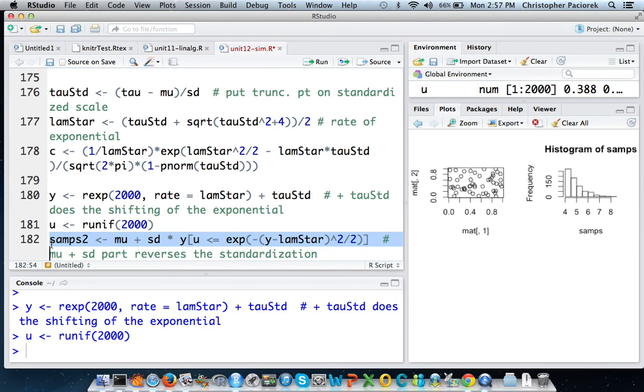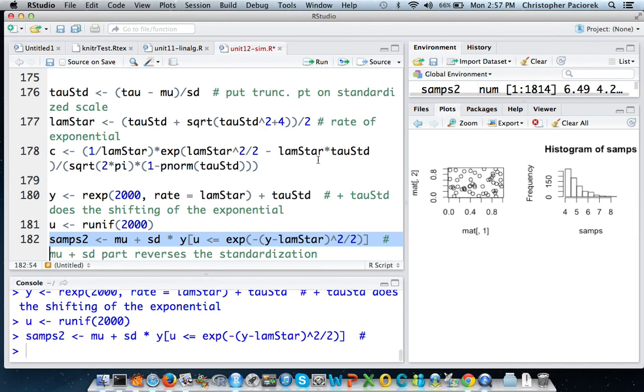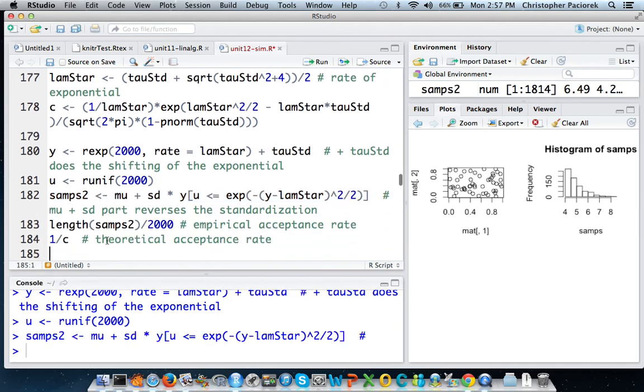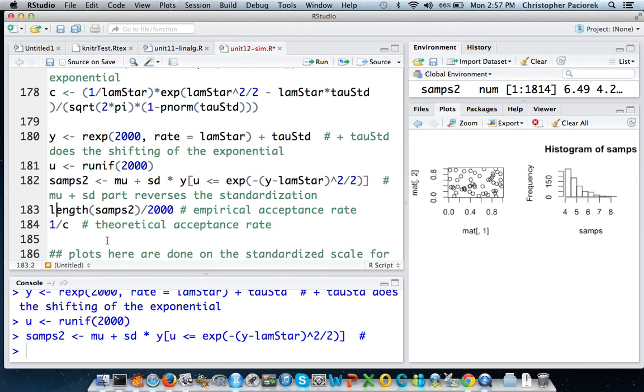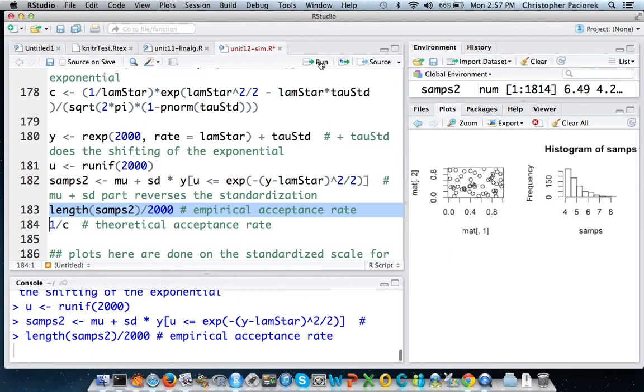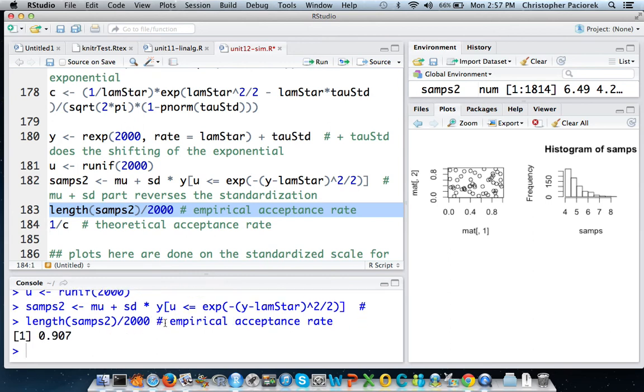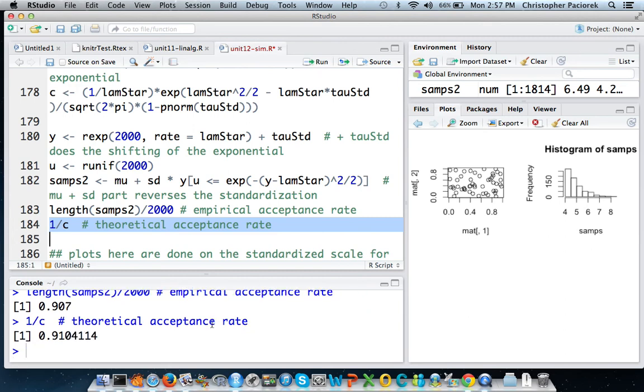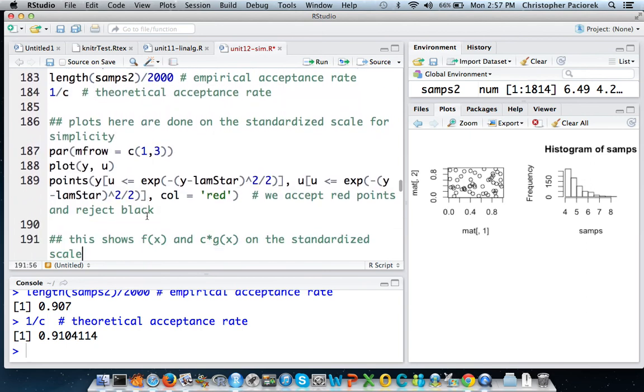So those are just details. But I get this set of values SAMPS2, which is my second set of samples from the tail of this normal distribution. And if I look at the length of the number of accepted ones divided by the 2,000 that I generated, what I'll see is that in this case I actually accept 91% of the samples, which is much better than the 6%. And in this case, because things work out in closed form quite nicely, I can actually find out that the theoretical acceptance ratio is this 1 over C, and it's 91%. So it looks like in practice we're getting basically that.